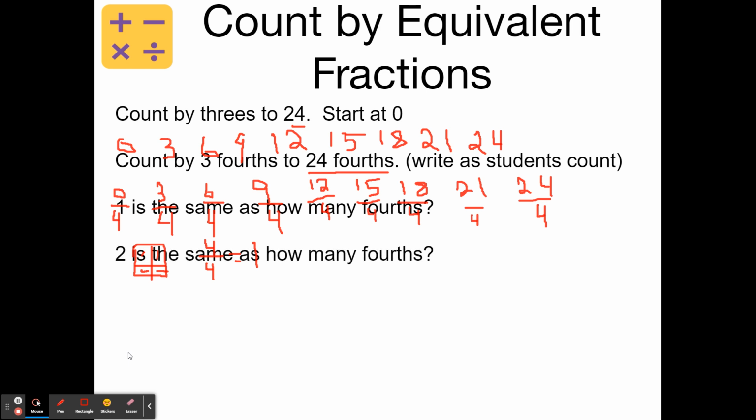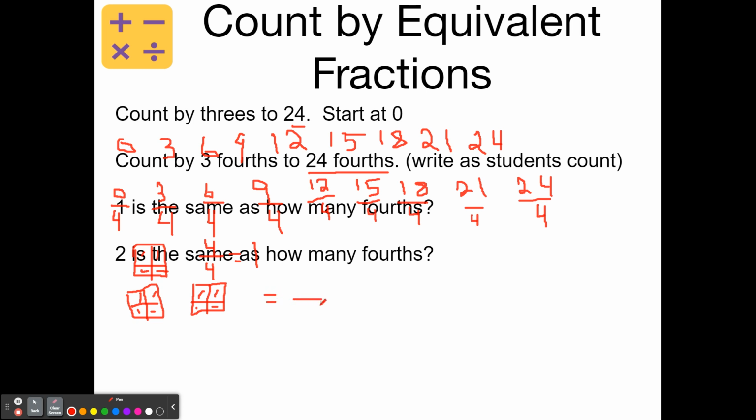Okay, how about 2? 2 is the same as how many fourths? How many fourths are in 2 wholes? Pause the video, write down your answer, press play when you're ready. Well, if we think about that, then I'm going to draw 2 wholes this time. And if I want to know how many parts are shaded in of my 2 wholes, then I'm going to count them all as shaded because I have all 2 wholes.